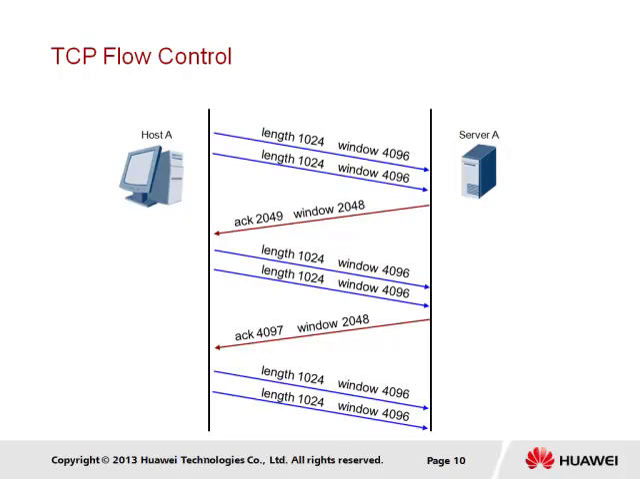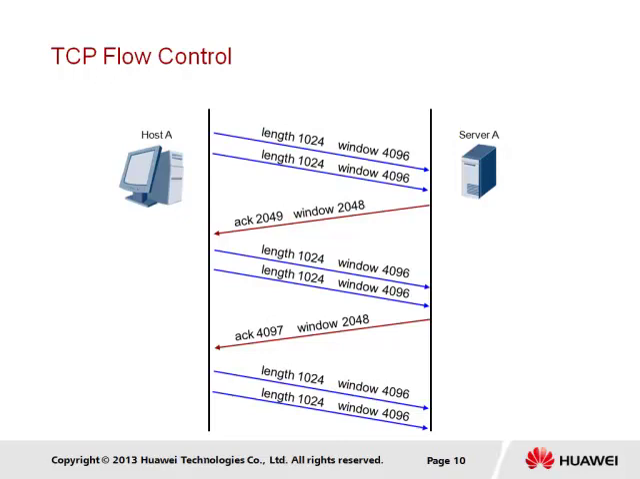For host A, we see it is capable of accepting up to 4096 bytes of data before an acknowledgement is sent. Server A, however, is only capable of handling 2048 bytes each time. Following transmission of 2048 bytes of data from host A, server A will provide an acknowledgement with a value reflecting the total number of bytes received plus 1.